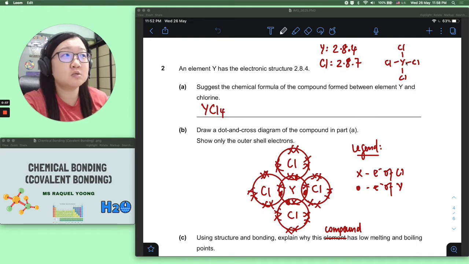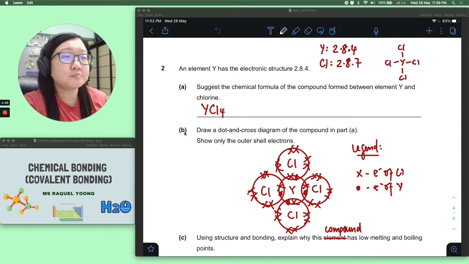So in this case, on the side, we can roughly work out that element Y will form a covalent compound together with chlorine. This is slightly similar to methane, right? A rather basic molecule that we have learned how to draw previously. So part A, the answer will be YCl4.